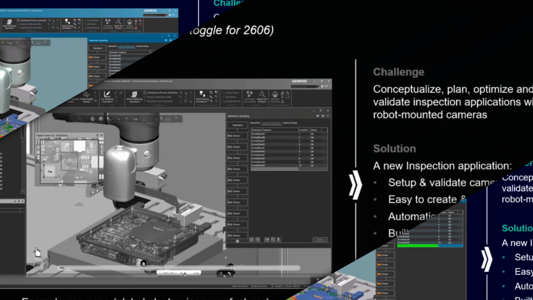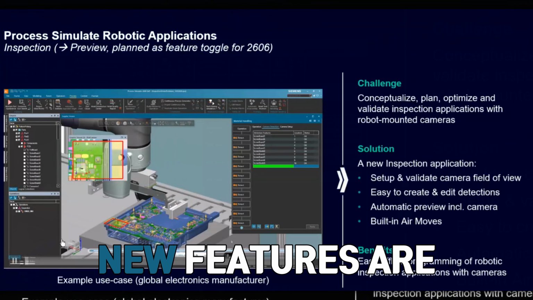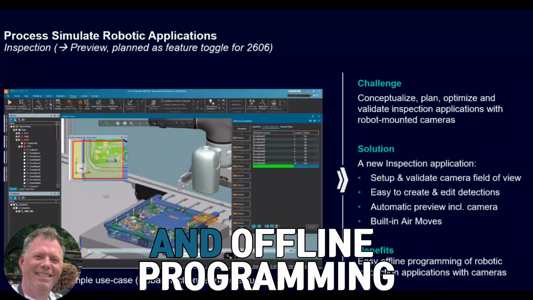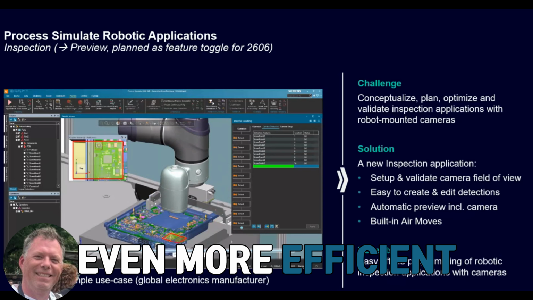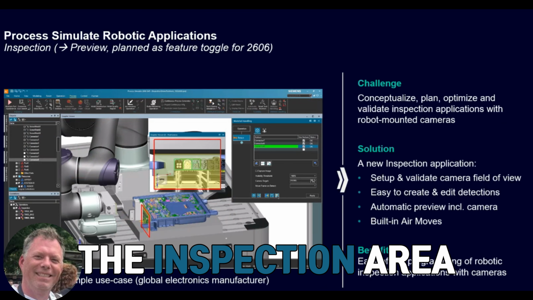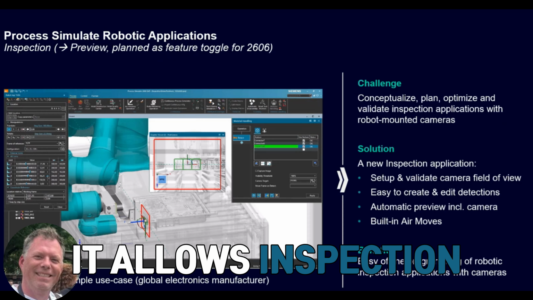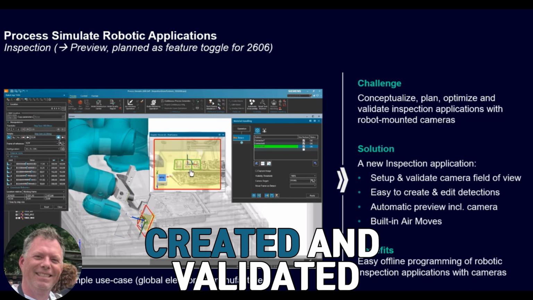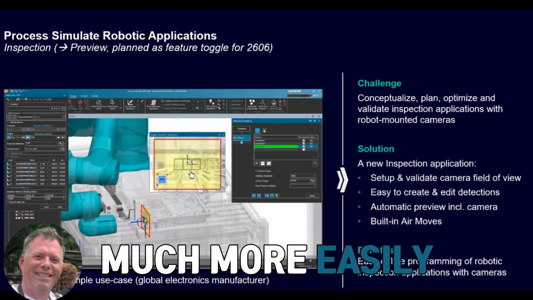With Process Simulate 2606, new features are once again being introduced that make virtual planning and offline programming even more efficient. One particularly interesting new function is the inspection area. It allows inspection applications with robot-mounted cameras to be planned, created, and validated much more easily.